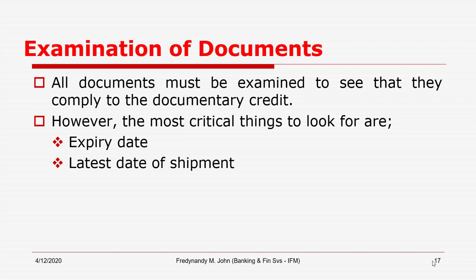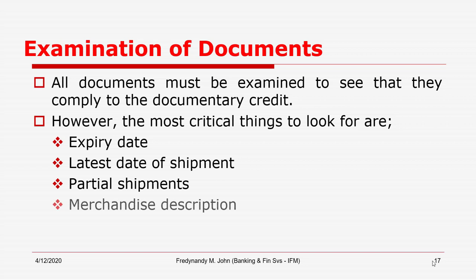Now, things to look at are such as the expiry date, that is, the documents need to be within the time of the credit. If the credit has expired, then nothing can be done. Latest date of shipment as per the agreement. If partial shipment is allowed, then it has to be stated, and therefore everything will be in the documents. The description of the consignment.